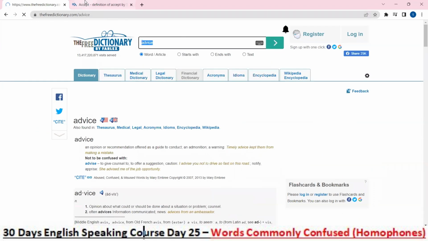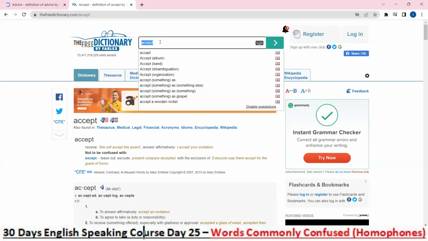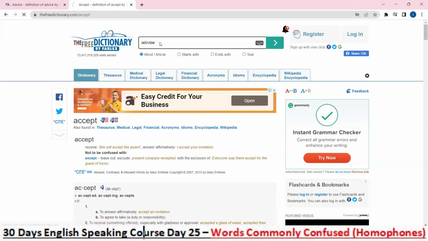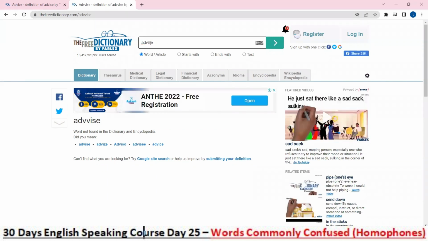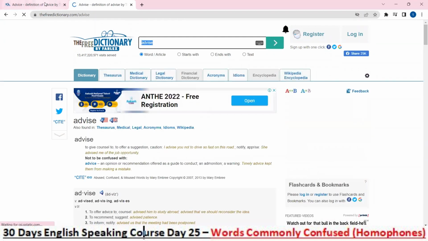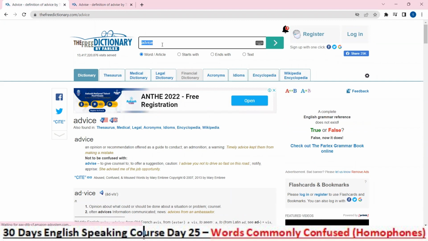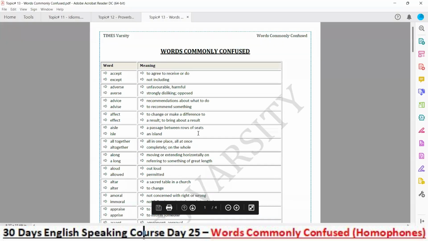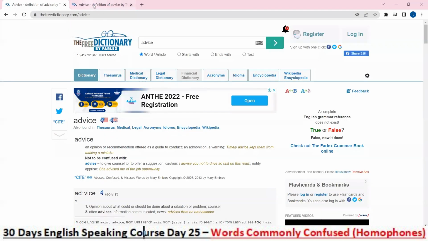Advice, and another one is advise. So here, A-D-V-I-C-E, it is advice. An opinion or recommendation offered as a guide to conduct. Different meanings of that, right? Look at this one: recommendations about what to do. And what about this with V-I-S-E?